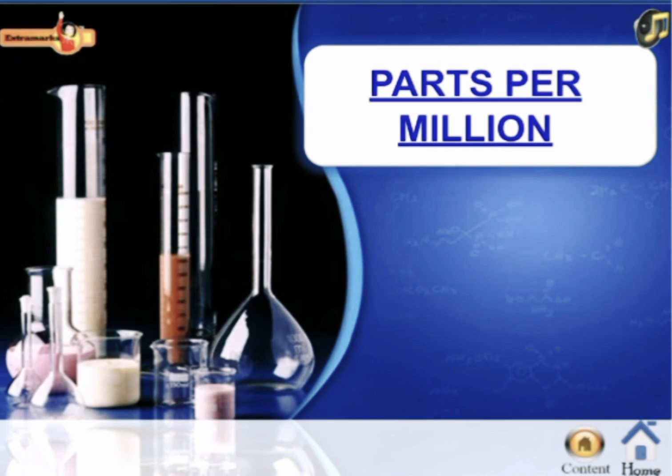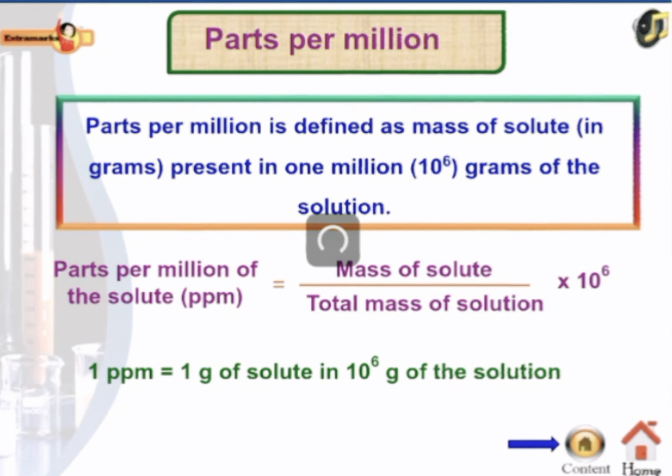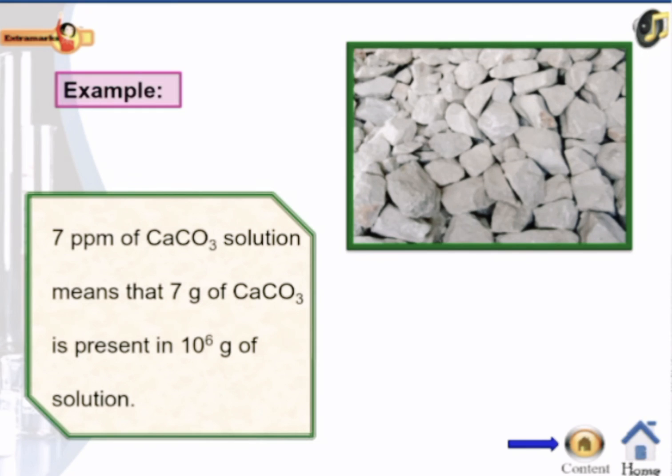Parts per million. Parts per million is defined as the mass of solute in grams present in 1 million, that is 10 to the power 6 grams of the solution. 7 parts per million of calcium carbonate solution means that 7 grams of calcium carbonate is present in 10 to the power 6 grams of solution. The following animation will summarize the various concentration terms.